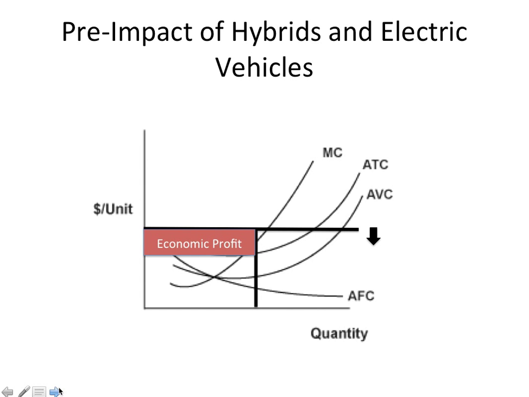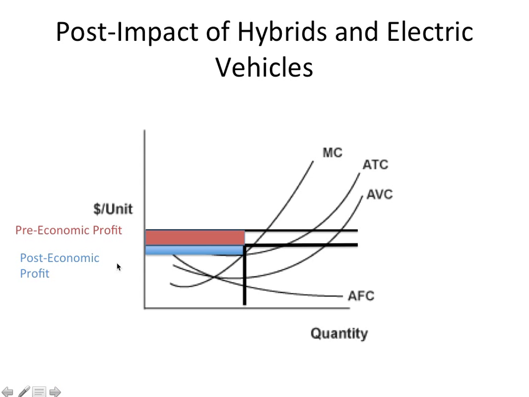And now, as that goes down, you're going to see that the post-impact economic profit is still going to be a profit, but it's going to be a little less. Although the marginal cost and average total cost are all shrinking, it's still going to be a profit because it's gas. People will still always use gas until electric vehicles and hybrid vehicles become something that they want to go through with.